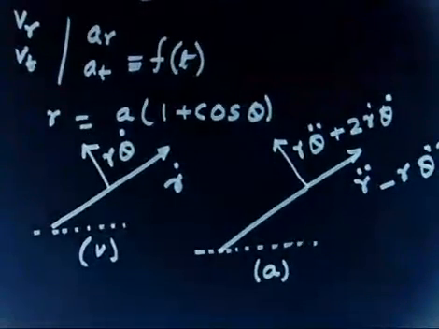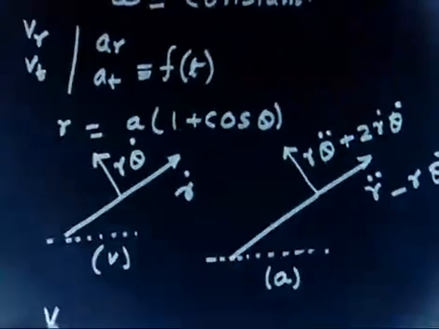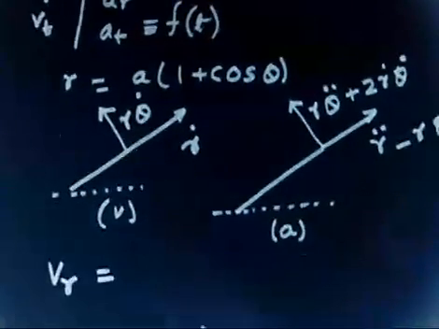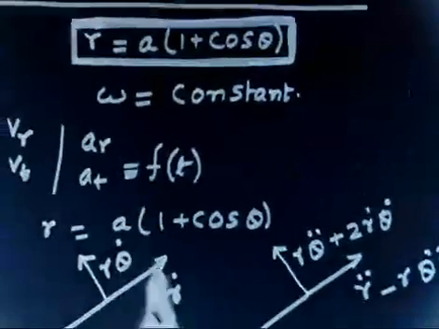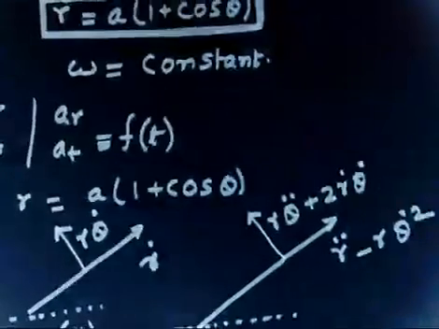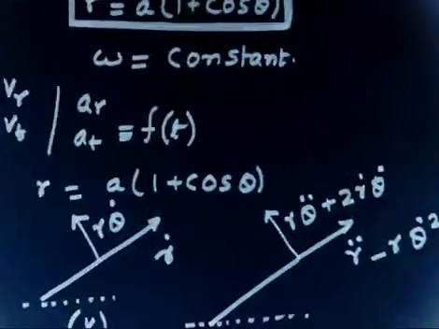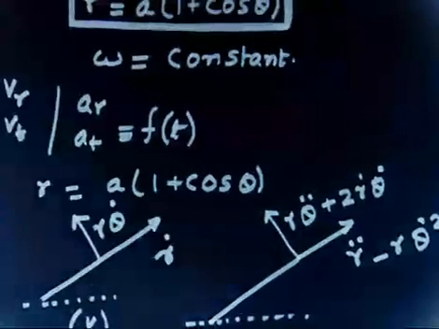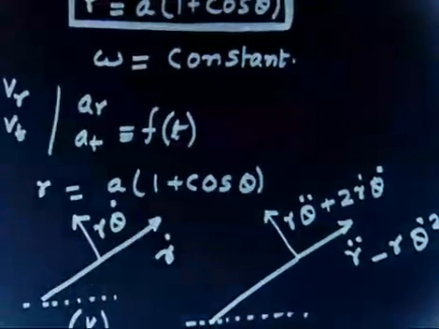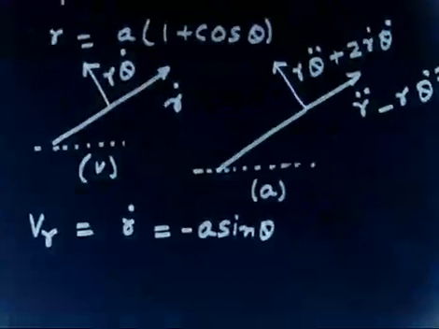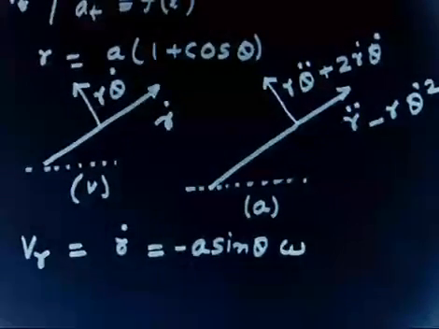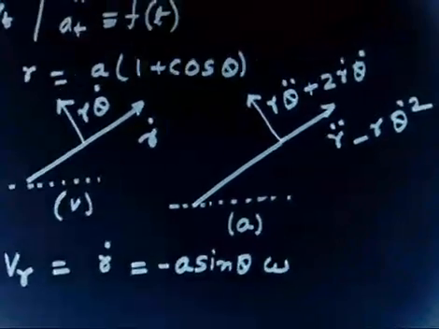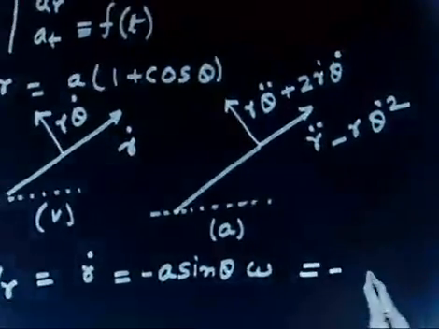So now let us find the radial component of velocity, that is Vr. This is simply r dot, and r dot is obtained if I differentiate this. Differentiation of a is a, differentiation of 1 is 0, and differentiation of cos theta is minus sin theta times d theta by dt, but d theta by dt is omega. So the radial component of velocity is minus a omega sin theta.